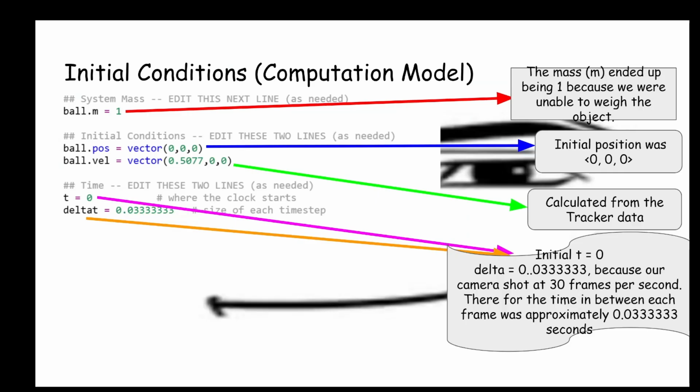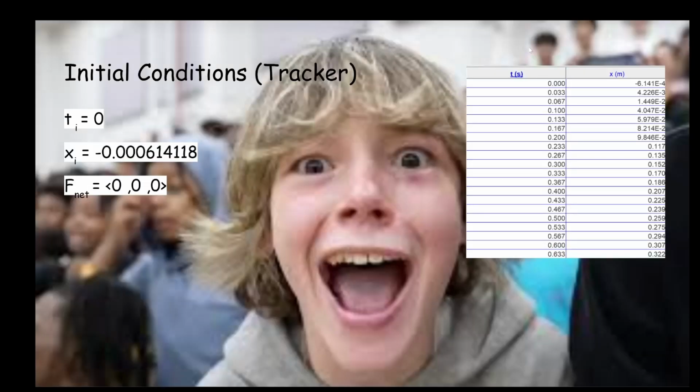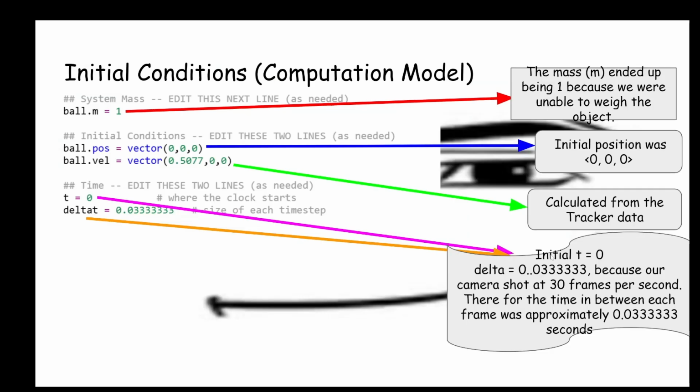So initial conditions in the computational model. We started at 0, 0, 0, like the ideal position, and our velocity here was our average velocity, which was 0.5077, and this was calculated from our final position plus our initial position divided by 0.633. And then we had time equal to 0, and delta t equal to 0.033. This was because our camera shot at 30 frames per second, meaning that there was 0.0333 seconds between each frame.